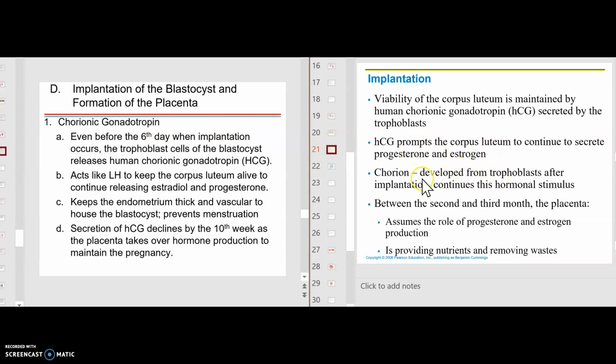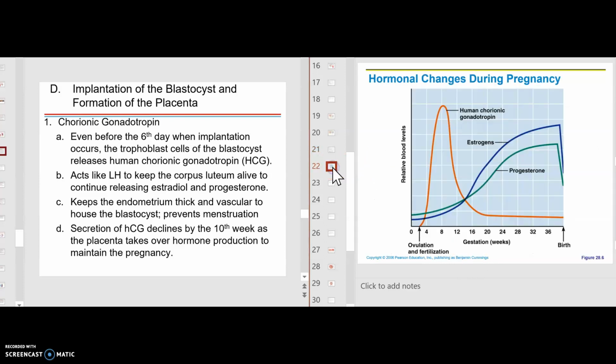HCG, as we mentioned, the chorion develops from the trophoblast after implantation. So the chorion, we're going to change the name, continues this hormonal stimulation. Between the second and third month, the placenta assumes all these roles. Okay, so let's go here. You can see human chorionic gonadotrophin shoots way up. Estrogen and progesterone are up, but it comes way down because it's not needed, because the placenta will eventually take over. So that's what we're looking at.